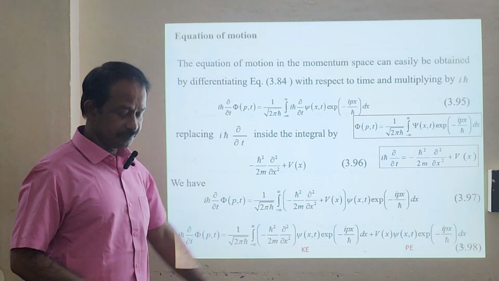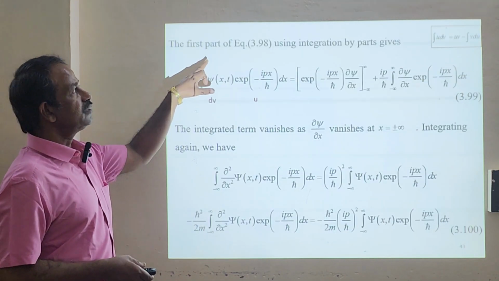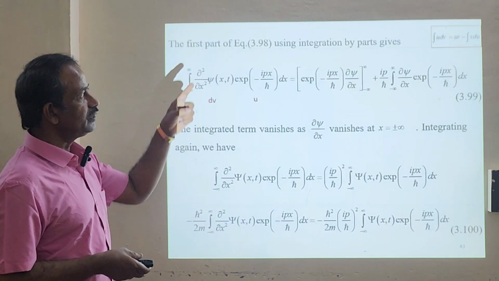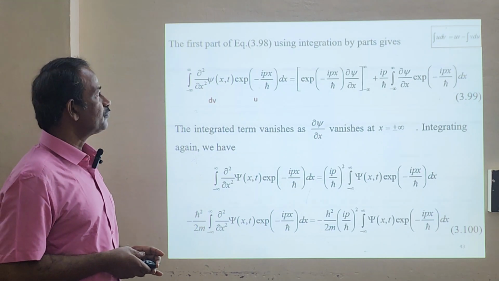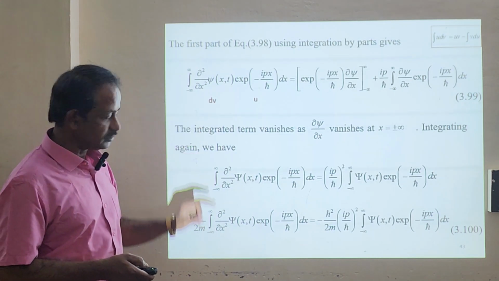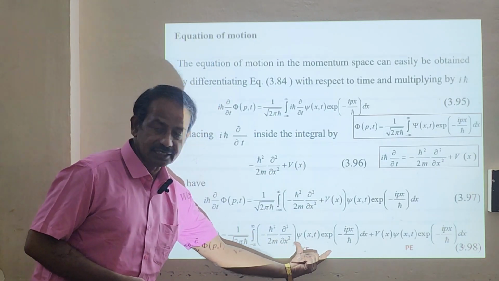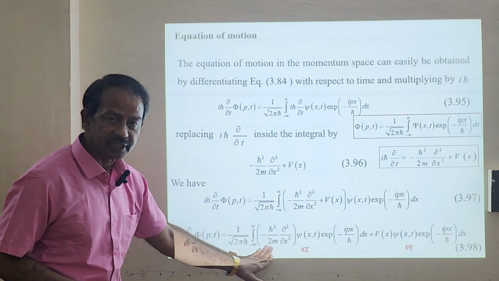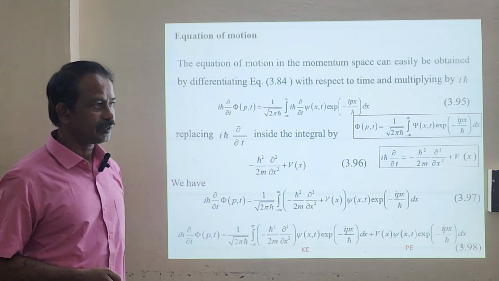So just take the kinetic energy part now. We are going to simplify. For the first part of equation 3.98, we are going to use integration by parts. See, look at this one. We are going to take the kinetic energy part without the minus h bar squared by 2m. We are going to take these two alone.